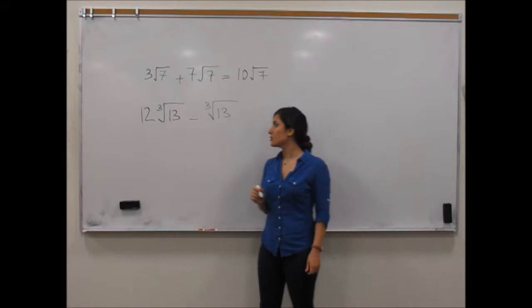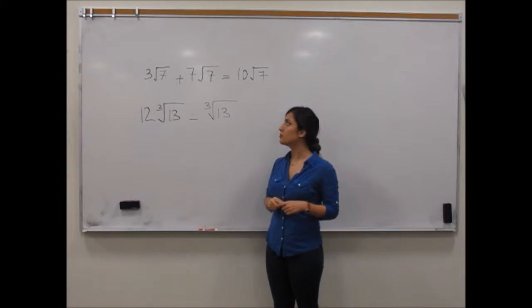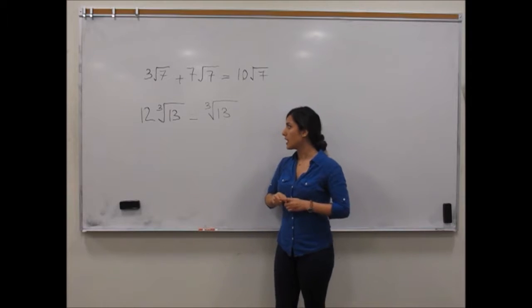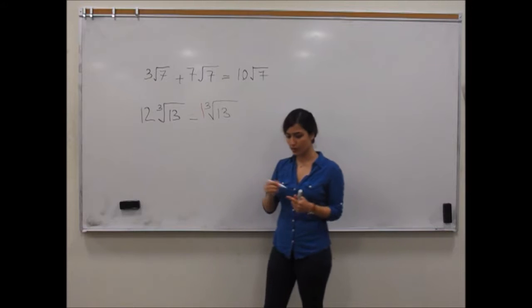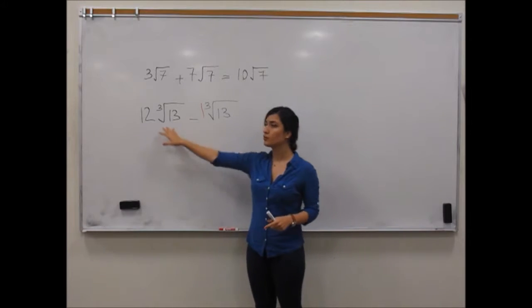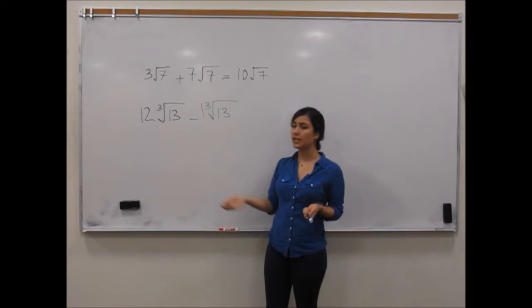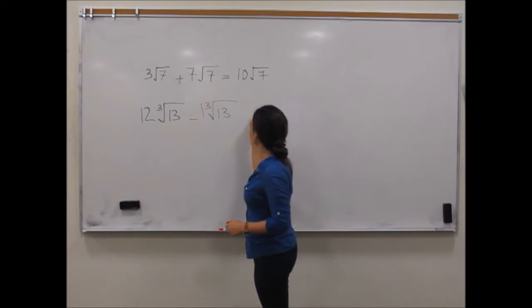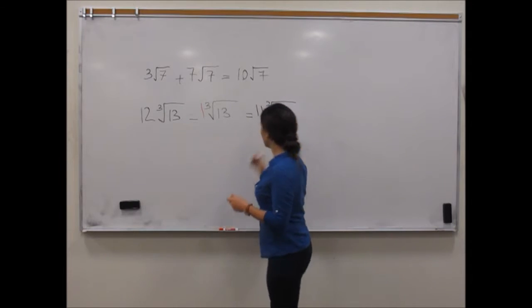It's the same thing with cube root or if I have any other index here instead of 3 or 2. So I have 12 cube root of 13 minus cube root of 13, which means I have, we actually have a 1 here, but we don't write it. So it's like 12 of something minus 1 of something gives me 11 of that something. So I would have 11 cube root of 13.